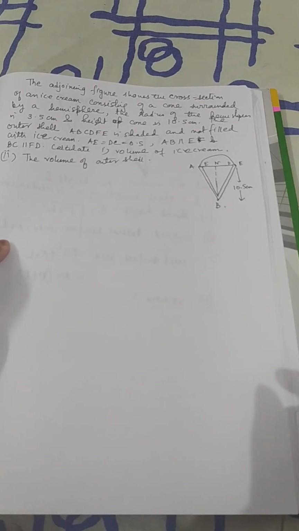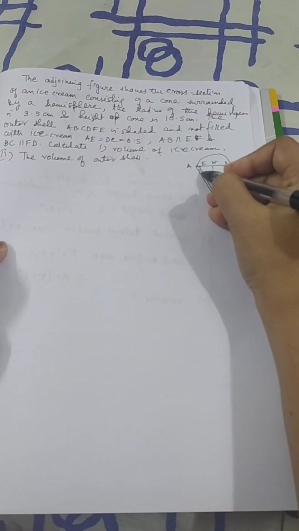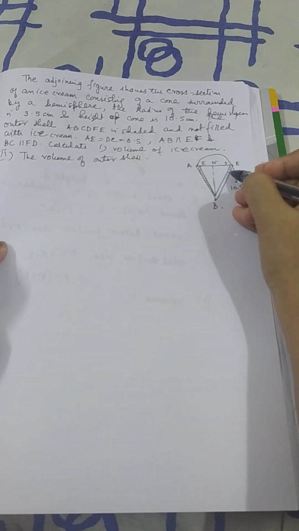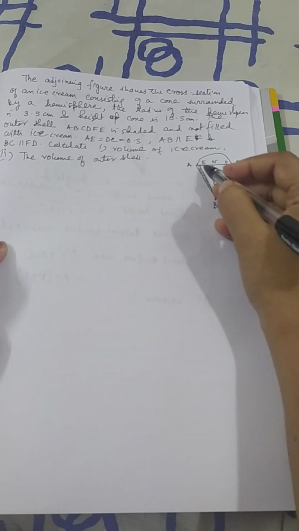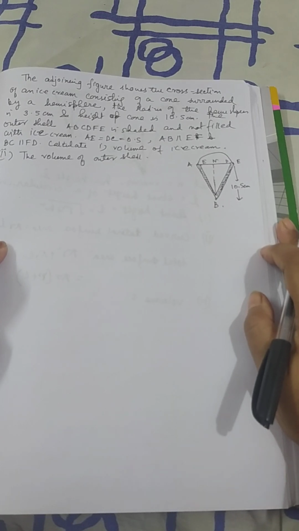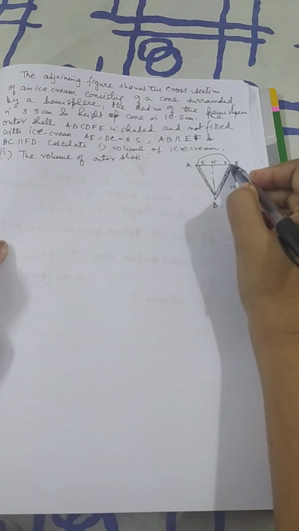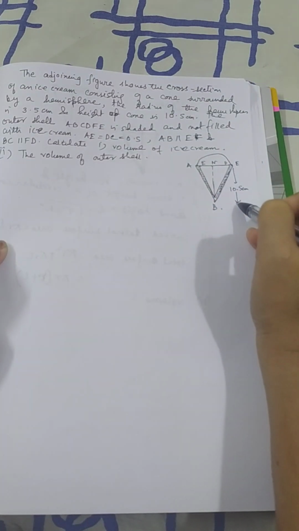Let us first read what is given here. The adjoining figure shows the cross section of an ice cream consisting of a cone surrounded by a hemisphere. Okay, so it looks like an ice cream cone, where the upper hemisphere is the ice cream, and this is the cone. The radius of the hemisphere is 3.5 centimeter and the height of the cone is 10.5 centimeter. So the radius is this part.